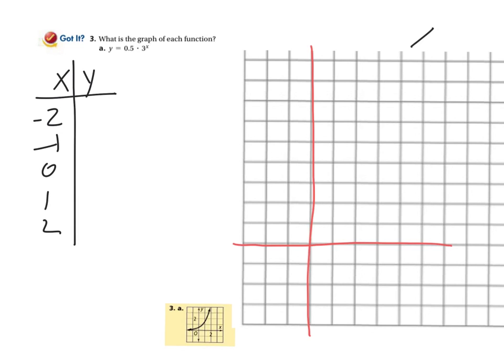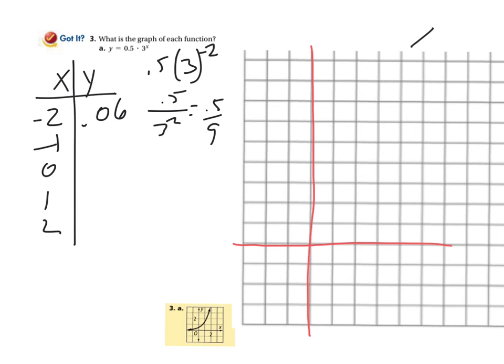When I plug those in, again, what that looks like is taking 0.5 times 3 to the x power, and in this case, my x is -2. So that means it's 0.5, technically over 3 squared, or 0.5 over 9, which is actually about 0.06 if I round. Again, some of these are going to be too small to graph. Being close is probably fine there.